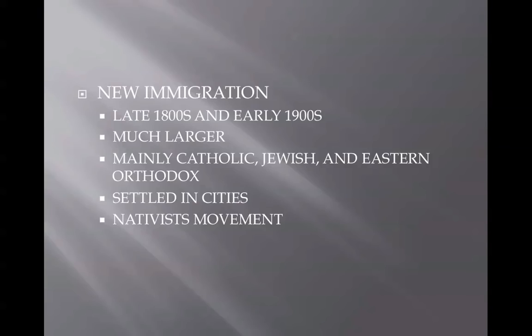And so there was a huge anti-immigrant, or what's known as the nativist movement that began really in the early 1900s, maybe the 19 teens, and became much stronger during World War I, especially obviously when the United States got involved. So because it was much larger, because they didn't speak English, because they were of a different religion, because they settled in cities, people were threatened by them, and this gave rise to what's known as the nativist movement.